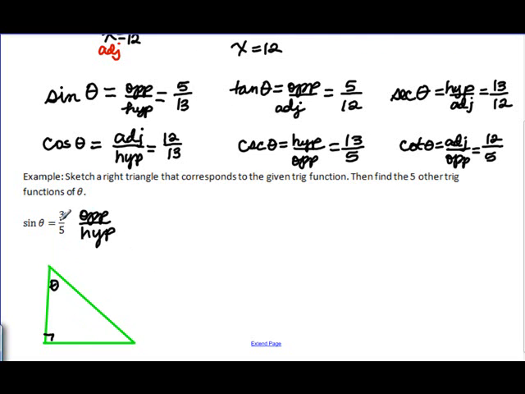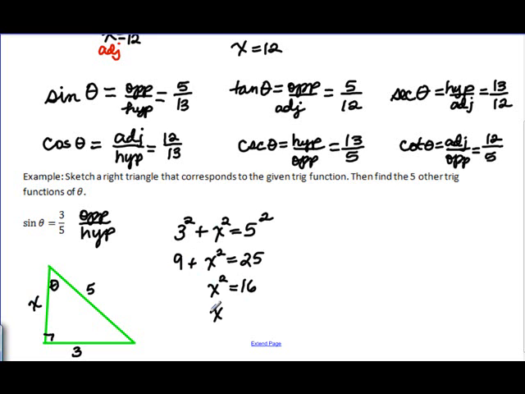So the opposite side is going to be 3, and the hypotenuse, which is always the side opposite the right angle, is 5. So you should notice a similar approach to the last problem, that we know two sides, we're missing one side. So the very first thing I need to do is find out the missing side using the Pythagorean theorem. So we know that 3 squared plus, we can call this x squared is equal to 5 squared. So we get 9 plus x squared is equal to 25. We can subtract 9 to get 16, so therefore x is 4.